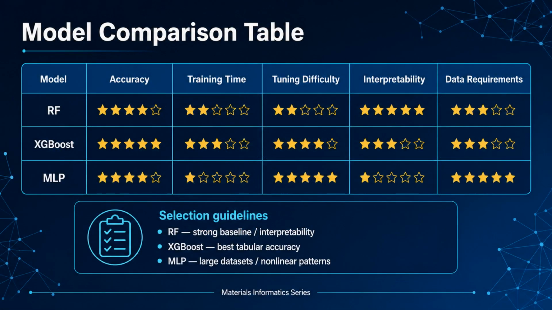Let me compare the models. Random forest has good accuracy, fast training, easy tuning, high interpretability, and works with small data. XGBoost often has the highest accuracy on tabular composition features, moderate training time, moderate tuning difficulty, medium interpretability, and needs moderate data. MLP can achieve high accuracy but has slow training, difficult tuning, low interpretability, and needs large data. Choose based on your priorities.